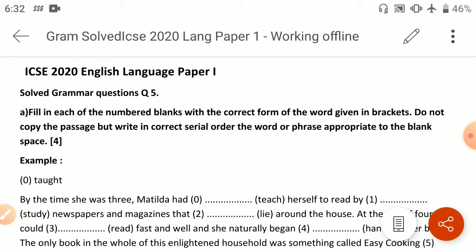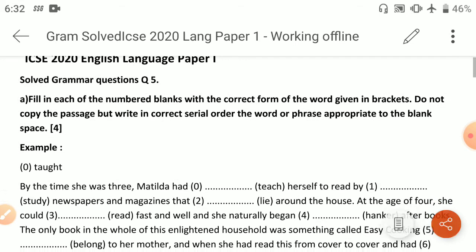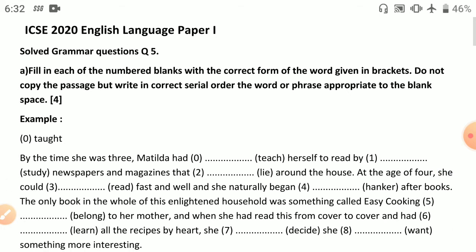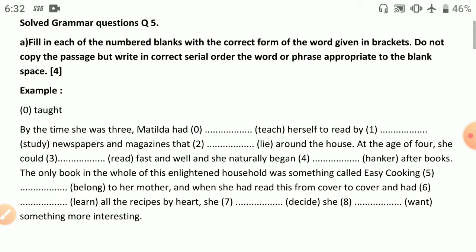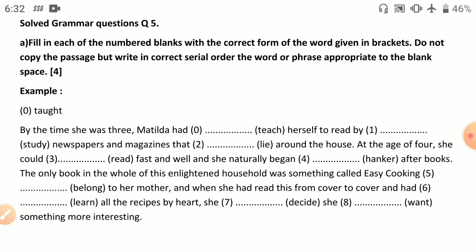So let's get started with the solved grammar question, that is question number 5. As you can see here, fill in the blanks with the correct form of words given in brackets. You are not required to copy the passage, but the number, the serial order, should be proper. So let's try this out.